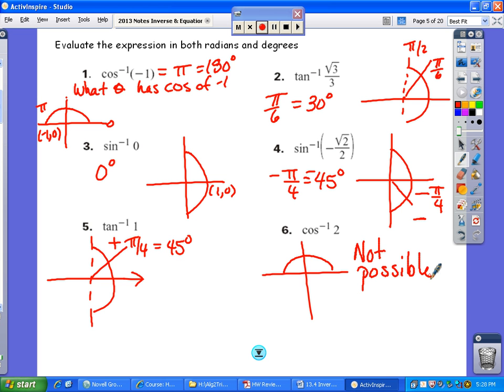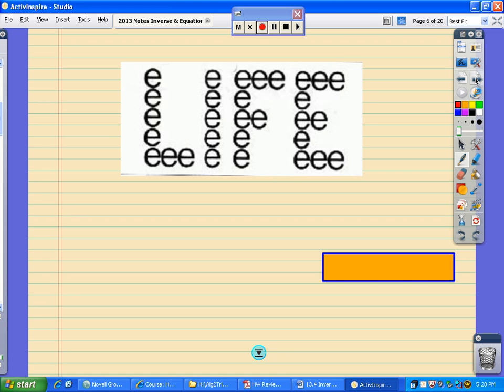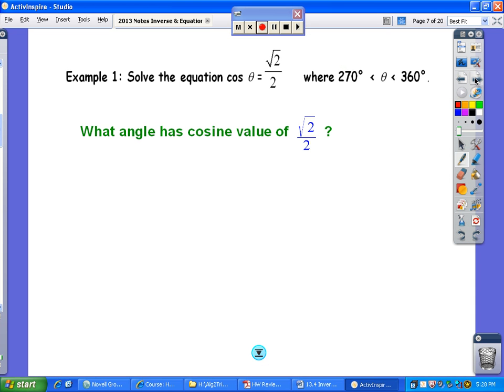All right, let's look at solving equations now. We're going to solve this equation. What angle has a cosine value of square root of 2 over 2? Now notice our restrictions. We're told that we have to be between 270 and 360, so we're only in this quadrant.